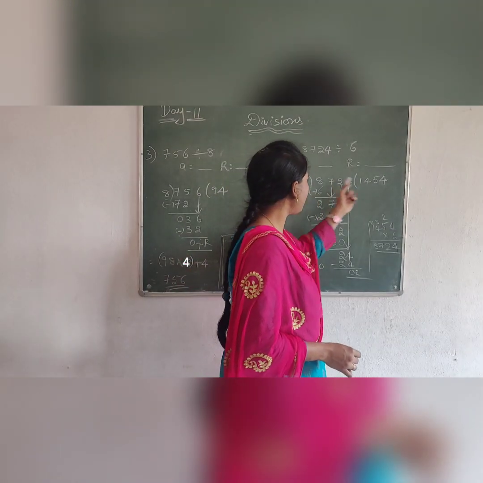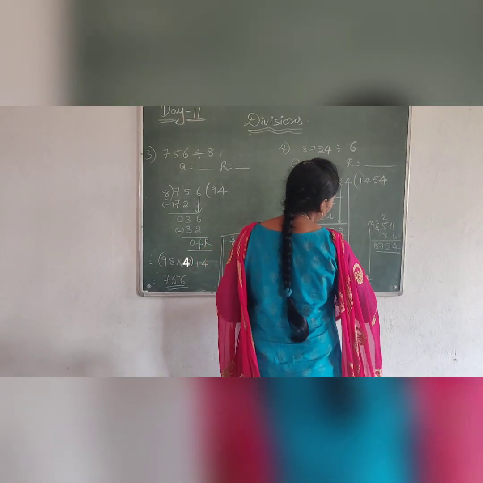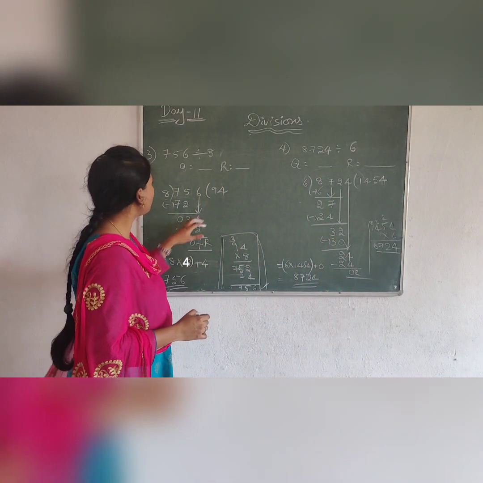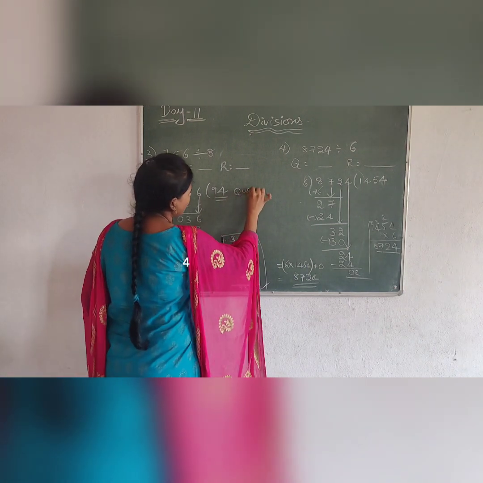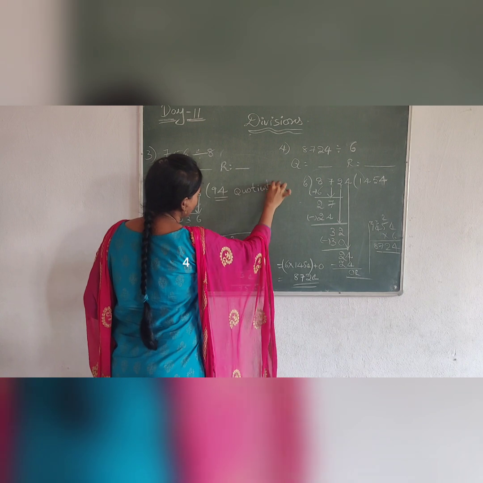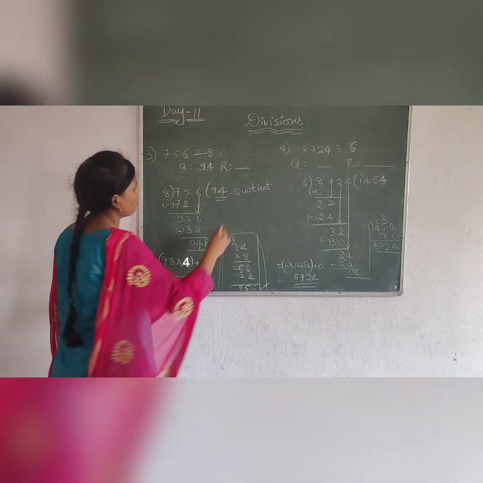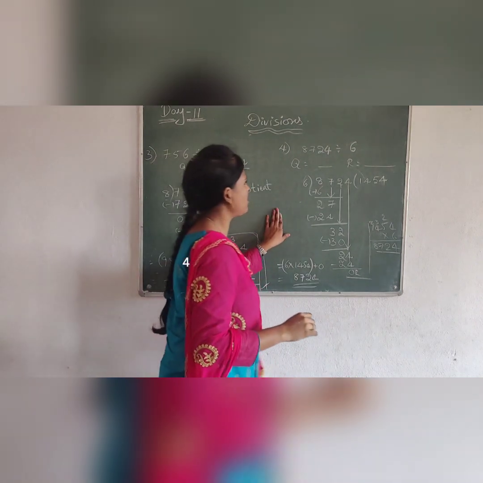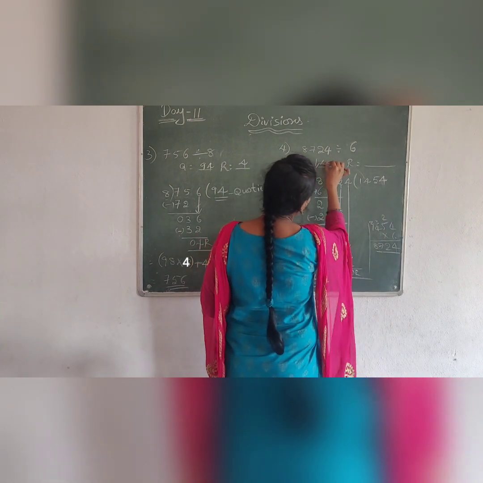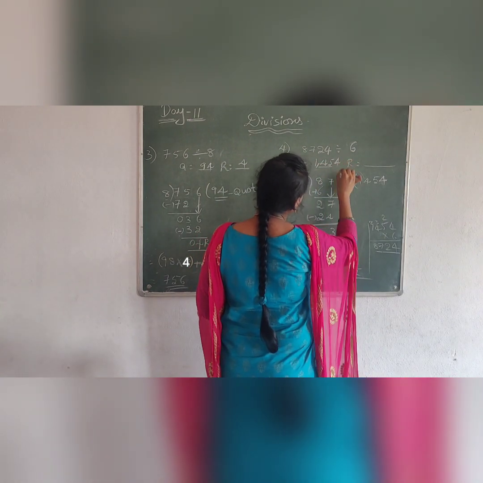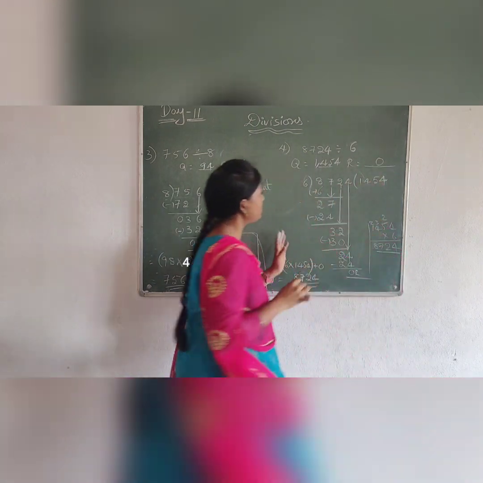You multiply divisor into quotient and add the remainder. Now tell me here, which is the quotient? 94 is the quotient. And what is the remainder? Here, 4. Okay. See here also. What is the quotient? 1454. And what is the remainder? The remainder is 0. Understood, children?